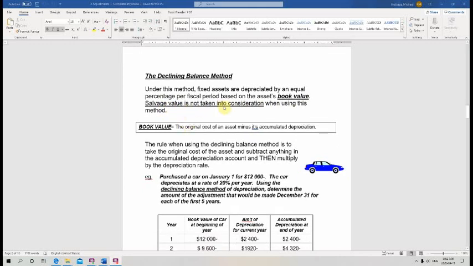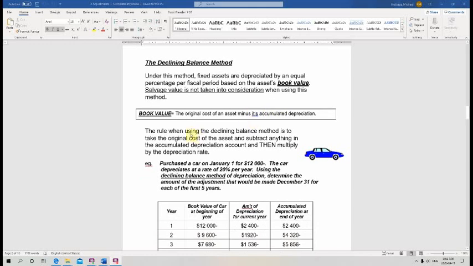So for declining balance, as soon as you hear the fact you're using declining balance, you should say, I need the asset's book value. And the asset's book value is its original cost minus anything that's in accumulated depreciation already. So the general rule, when using the declining balance method, is take original cost and subtract anything in the accumulated depreciation account and then multiply by the depreciation rate.